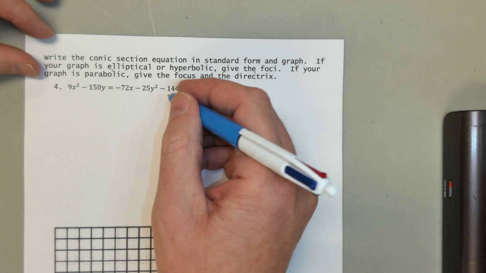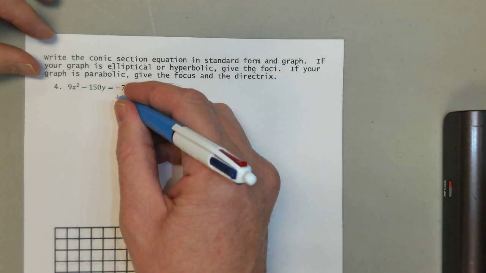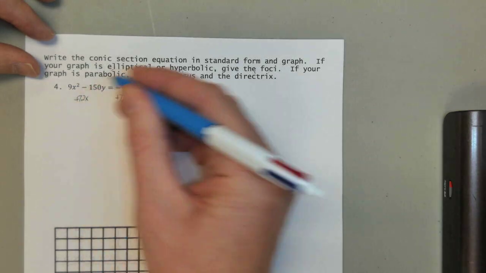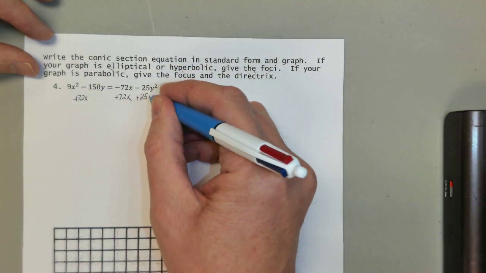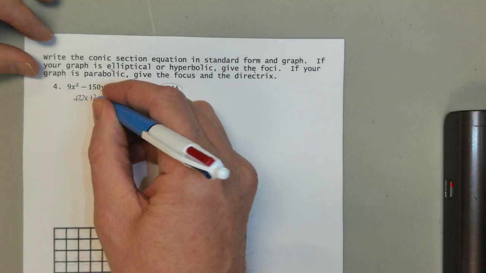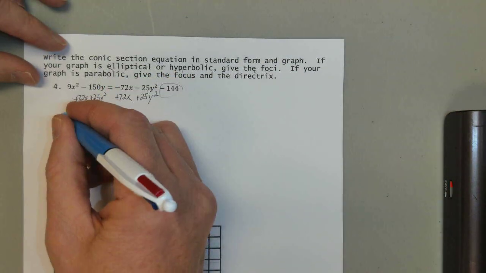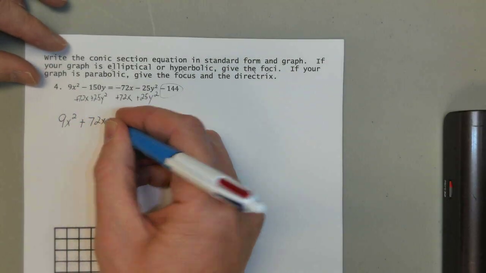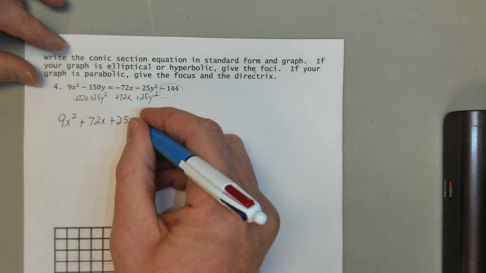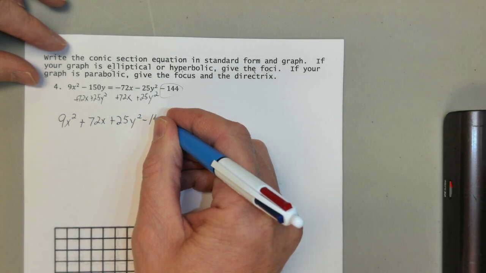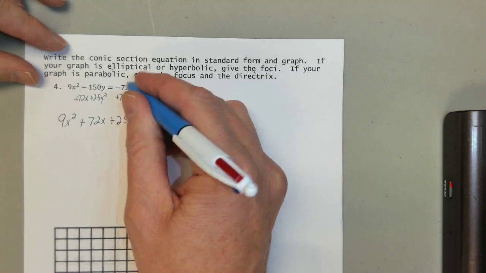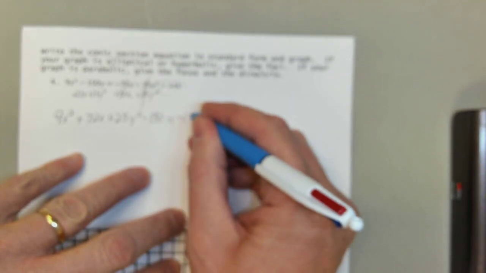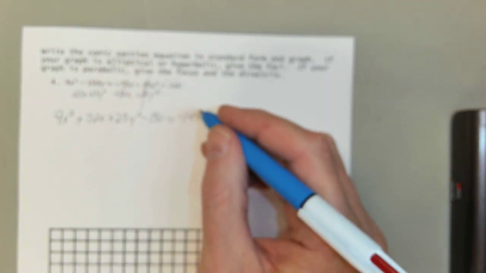What I'm going to do is add the 72x and add 25y squared, putting all the variables on one side. So I have 9x squared plus 72x plus 25y squared minus 150y, the other terms canceling, equals negative 144.